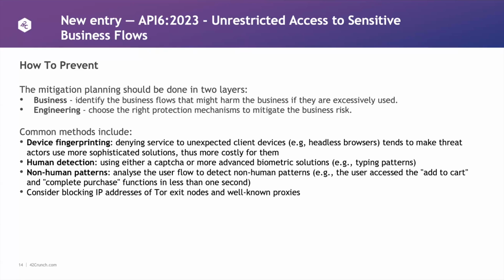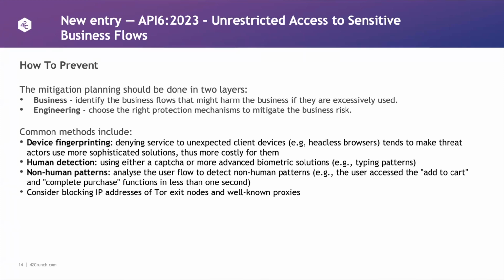Human detections or captchas obviously don't work too well with APIs, but look for things like non-human patterns. So impossible movement, people being able to add multiple items to a shopping cart and click checkout all within a couple of milliseconds, right? That's not a user doing that. To do a lot of that, we can do things with rate limiting. We can do things with IP detection, IP reputation.